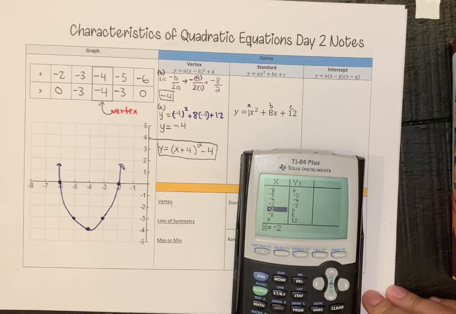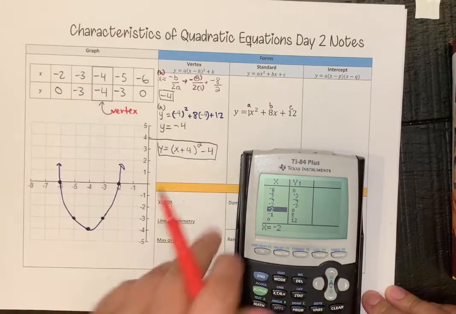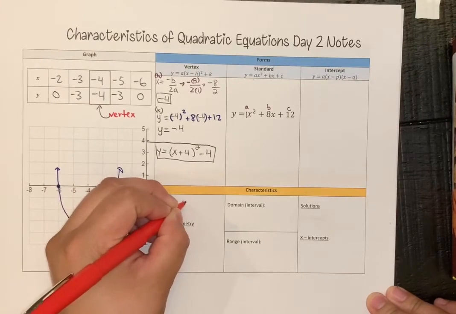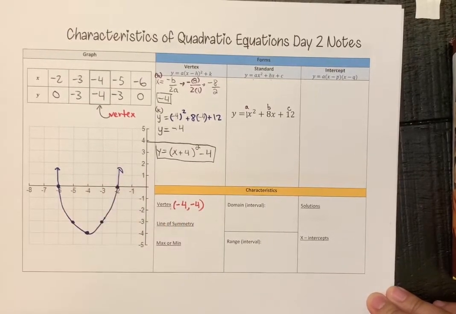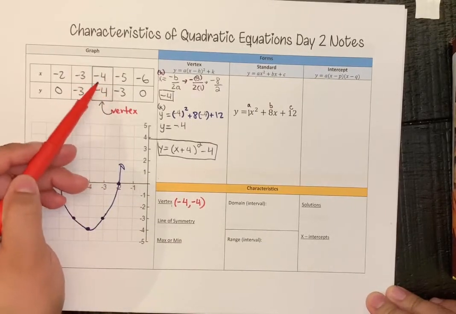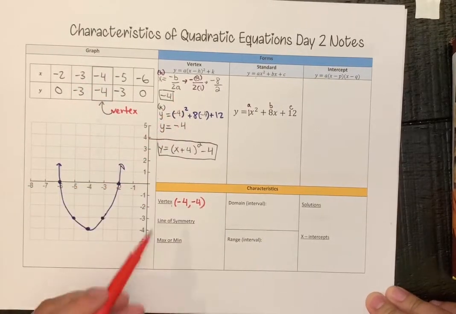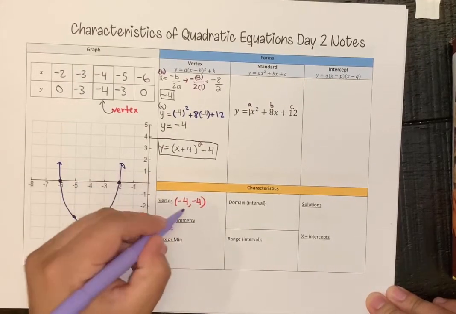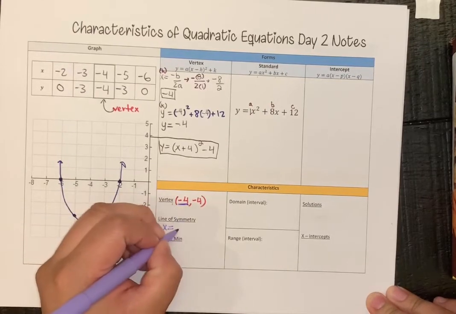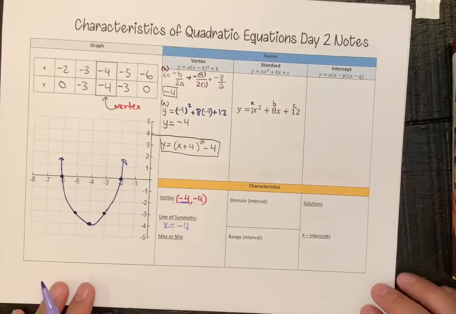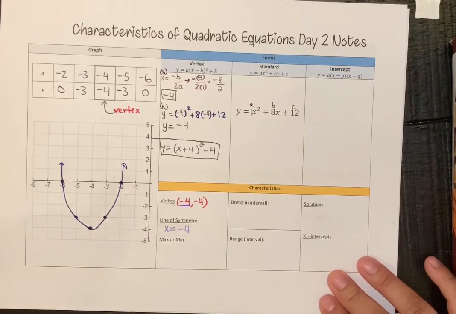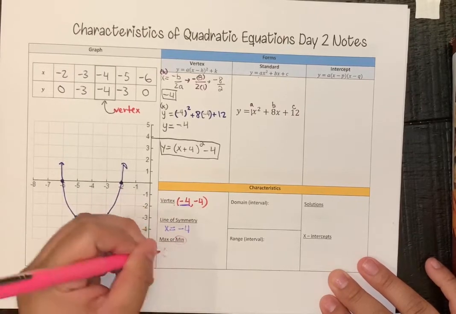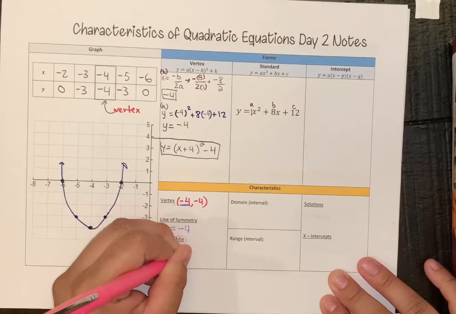So now that I have this, well, I already know what my vertex is, so I can go ahead and answer that. My vertex is negative 4, negative 4. And all I did is I looked in my graph, as well as I looked here for my vertex form. My line of symmetry is always x equals whatever my x for our vertex is. In this case, it'd be negative 4. I move on for my max and min. Right now it's in the bottom, so we have our min, and our min is at negative 4, negative 4.